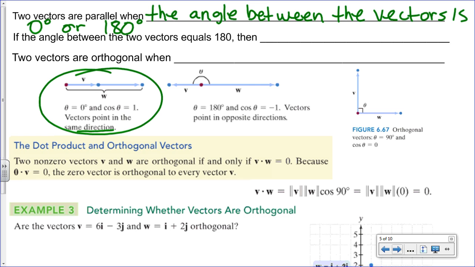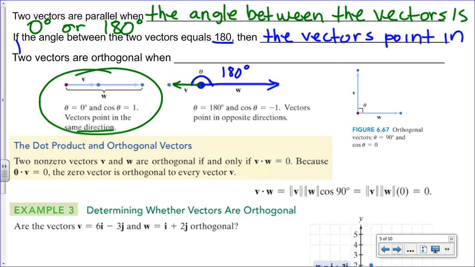And so if they're going in opposite directions, like in the case of this one, then that's because the angle between them is 180, which is a straight angle. Okay, so if the angle between the two vectors is equal to 180, we could say that the vectors point in the opposite direction.